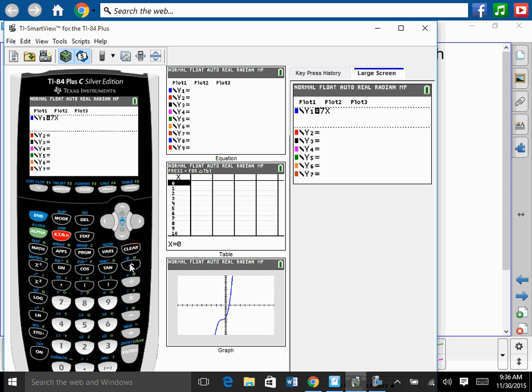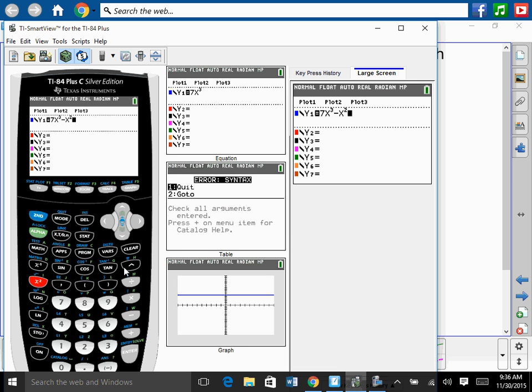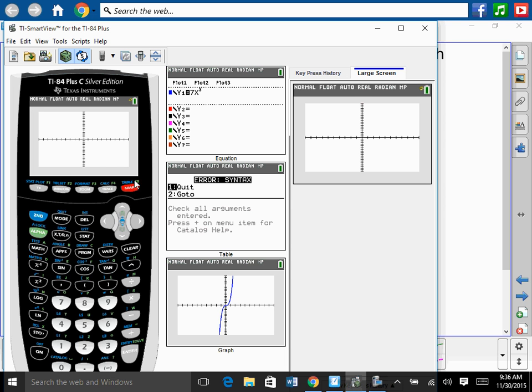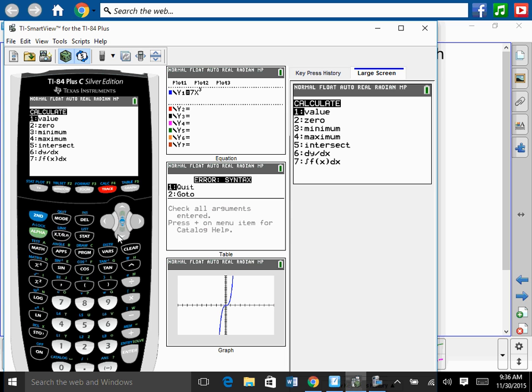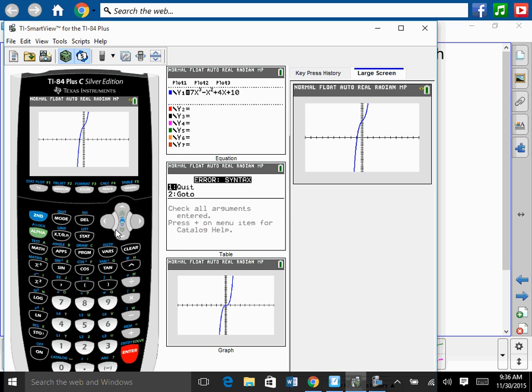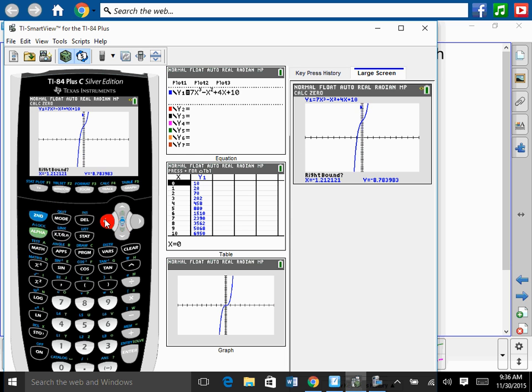7x cubed minus x squared plus 4x plus 10. All right, let's see here. Okay, once again, it's only crossing in one place. So you do second trace, find the zeros, left bound, right bound.